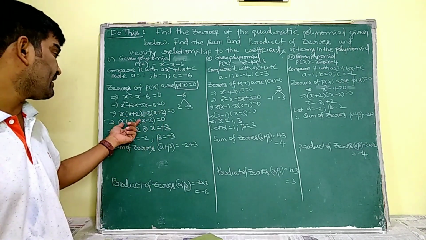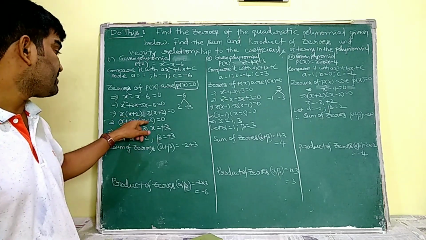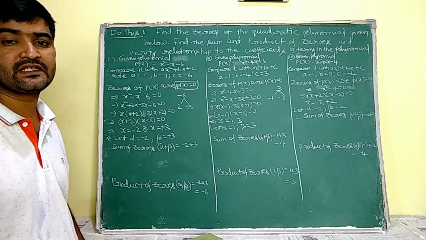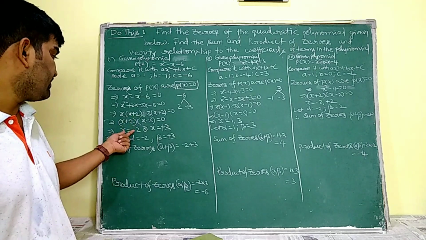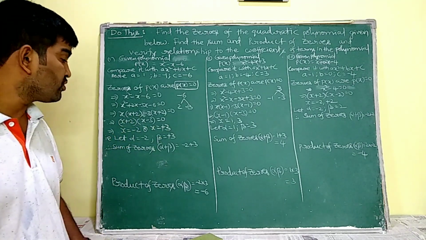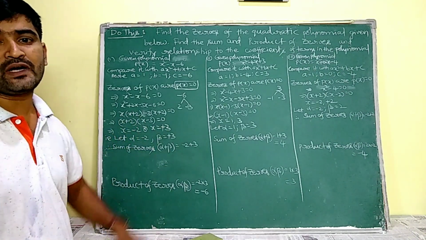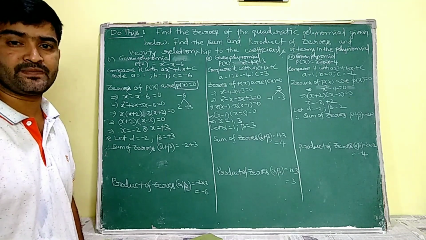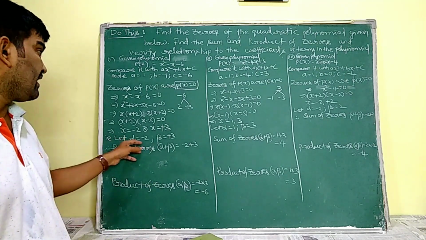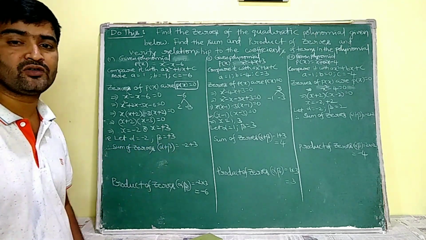So by taking out x plus 2 as common, (x plus 2)(x minus 3) equal to 0 gives our factors. So x is equal to minus 2 and x is equal to plus 3. Out of these two values, let one be alpha and another be beta as the roots. That is, alpha is equal to minus 2 and beta is equal to 3.